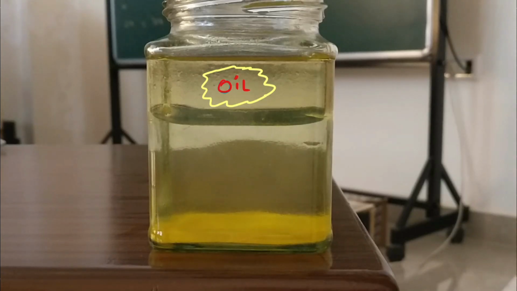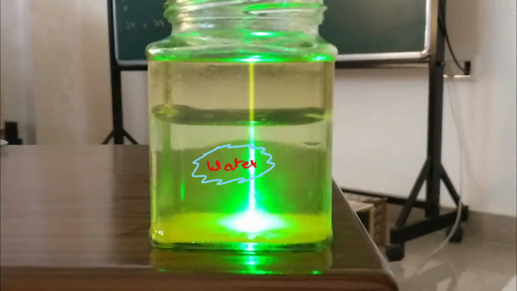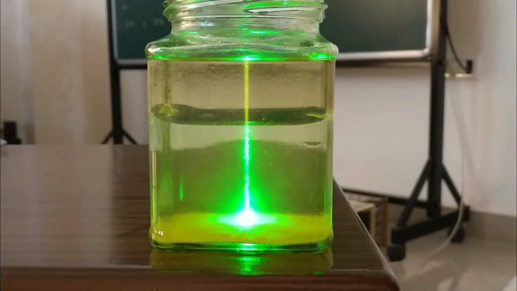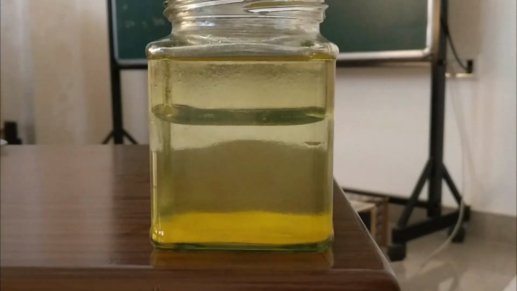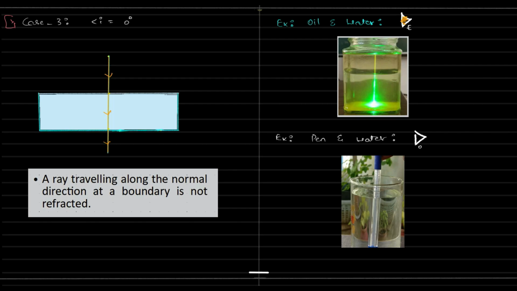So what we're looking at is oil and water. You can clearly see a ray which is perpendicular to the boundaries. Okay, it was a very short video. So we saw that this is your boundary, right? Let me show it part by part. So this is your boundary. This is oil, by the way, and this is water.